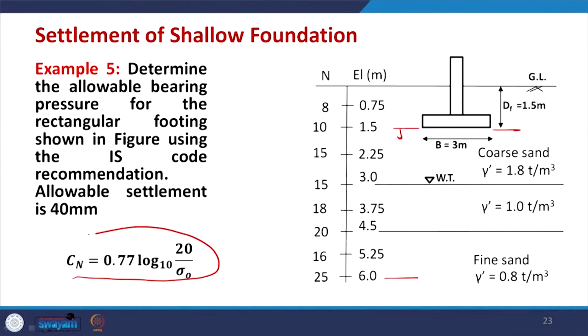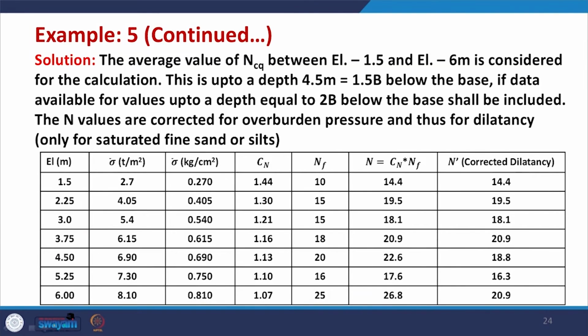But before that, the correction due to the overburden pressure uses this relation, and in this relation you need to understand that sigma naught is in kilogram force per centimeter square, not in kPa. So, let us use this relation which is given in the next slide. This is what we have already discussed, that the average value between elevation minus 1.5 to 6 meter is considered for the calculation, and this is enough data, 4.5 meter equal to 1.5 B.